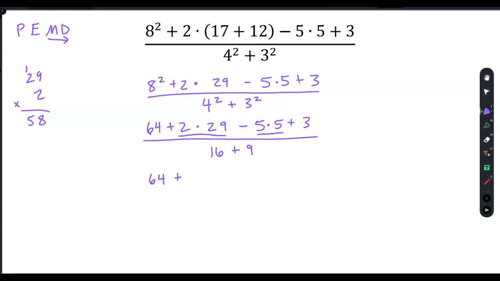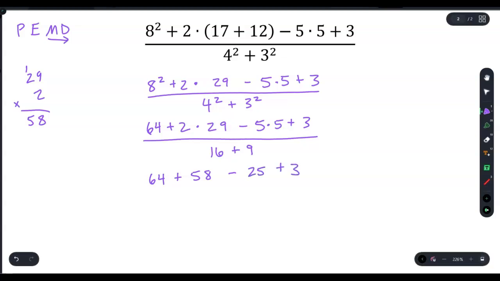So then if I bring the rest down, I'm going to have 64 plus 58 minus, and then I'm going to copy down the 5 times 5 plus 3, all of this. And so then my next step is going to be to do the next multiplication, the 5 times 5. So since it is separate, I'm going to go ahead and do that in one step. So 5 times 5 is 25. And then I can bring the rest of this down.